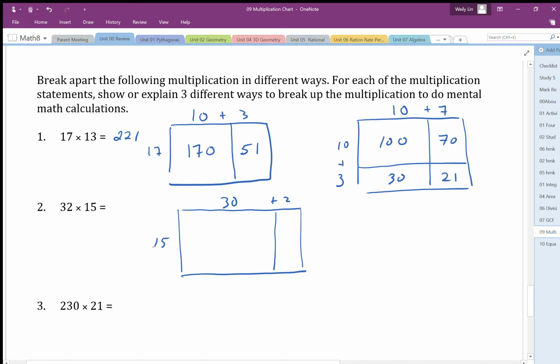Okay, so I'm going to do 30 plus 2, and I'm going to do 15. So 3 times 15 gives me 45, and then I have the extra 0. 2 times 15 is 30. Okay, so 32 times 15 is 480.